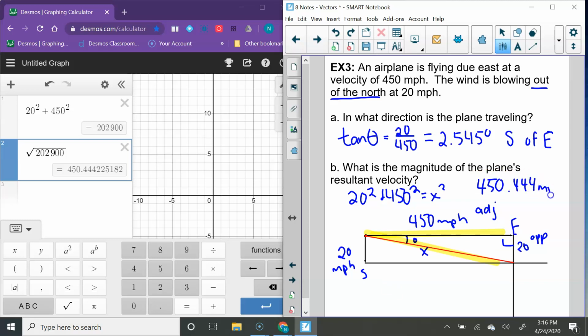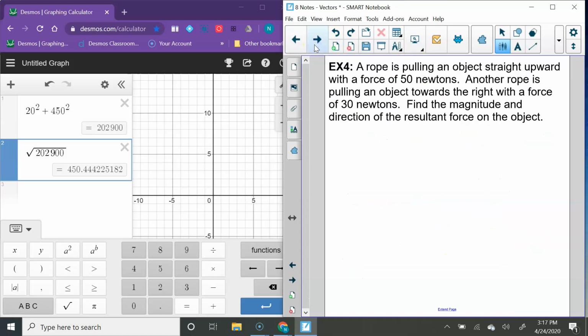450.444 miles per hour. So it does not change the actual speed of the plane very much. It makes it go like 0.444 miles per hour faster than it was going, but this angle is what would really be concerning if you are operating the airplane, or especially if you're developing all of the sensors and mechanics and stuff that fly the airplane, because there's a lot of computer stuff involved in that. So here's another example that you'll see.